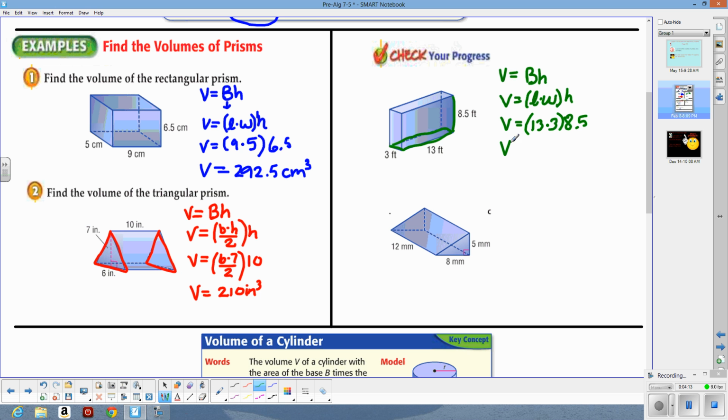Now you're going to go ahead and multiply those things together. And you're going to end up with 331.5 when we round that to the nearest tenth. 331 and 5 tenths feet cubed.